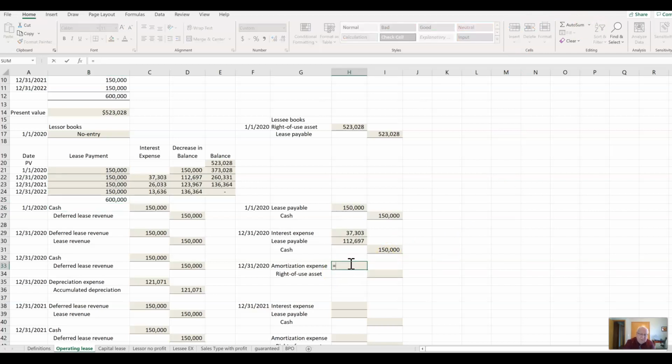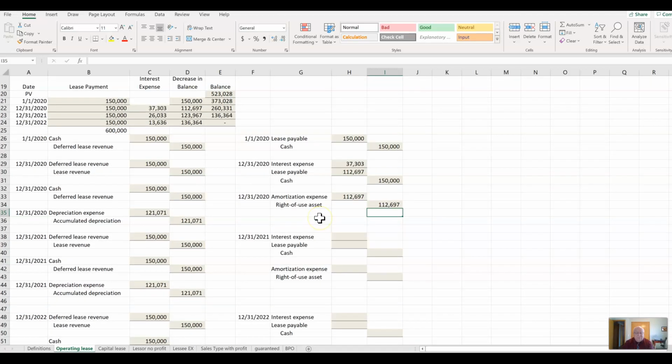Okay, so we have equal. I'll do the round function, just to be safe. We take the 600,000 divided by 4 because it's a 4-year lease, minus the interest that we've already accumulated, comma 0 because I want 0 decimals. So it's 112,697. When the payments are equal, the reason why I do it that way, it'll always equal the lease payable up here. But if you have unequal lease payments, then you need to take an average for the amortization expense.